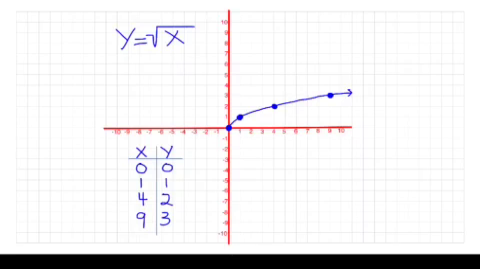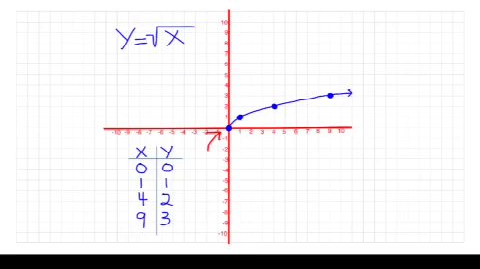What are the key characteristics? It starts at 0, 0 right there. You go over 1, up 1, square root of 1. You go over 4, up 2, square root of 4. You go over 9, up 3, and then you continue that pattern. You have to go out to 16 on x to get the next one, which would be 4. And that is my square root function.